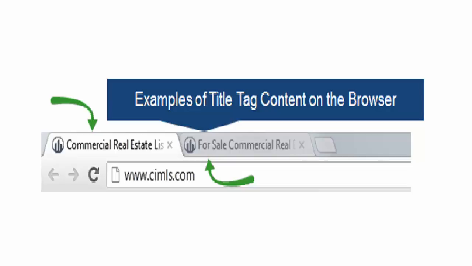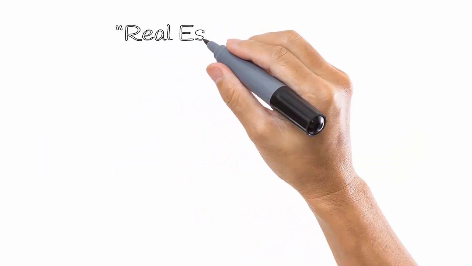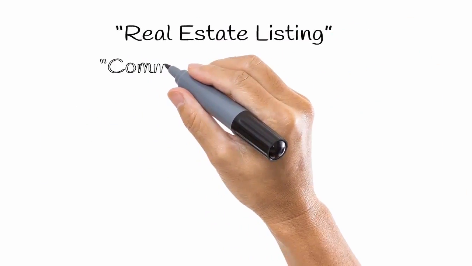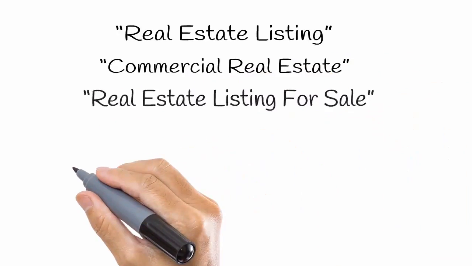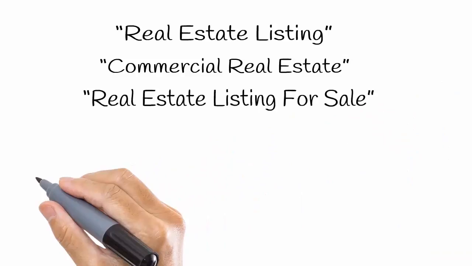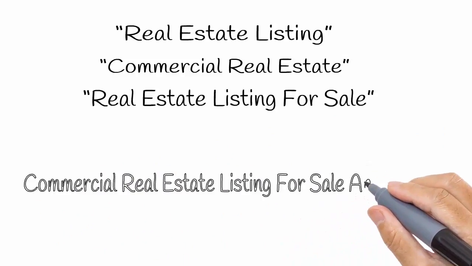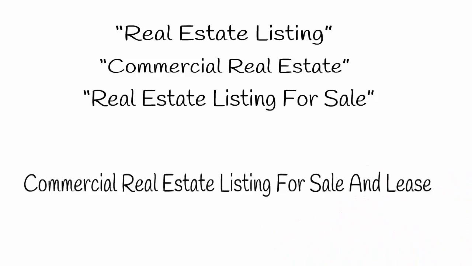My method of writing title tags is very simple. I take 2 or 3 closely related keywords and mix them in one phrase. For example, here my main keyword is real estate listing, and I have got a few more relevant keywords such as commercial real estate and real estate listing for sale. What I did is that I embedded these 3 or 4 keywords together in one phrase, and this way I'm targeting 3 or 4 very important keywords just by one title tag.